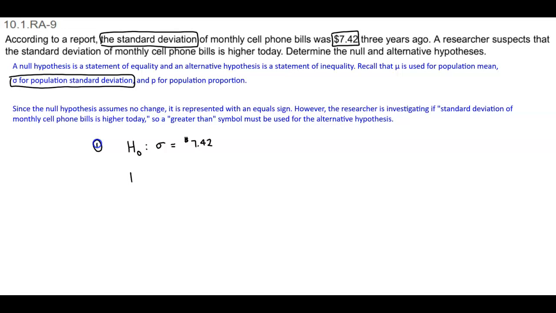Okay, and then we want to figure out what is the alternative hypothesis. So the alternative hypothesis is H with the subscript 1 with a standard deviation symbol. Now, the researcher says that the cell phone bill is higher today. So that higher today tells us that the inequality should be greater than, and that's greater than $7.42.